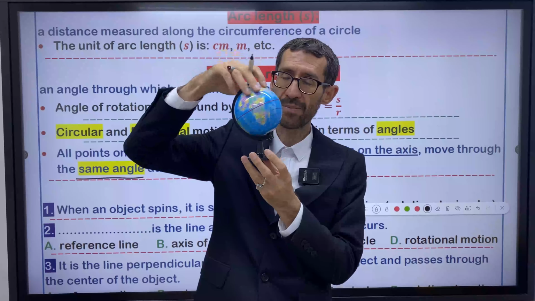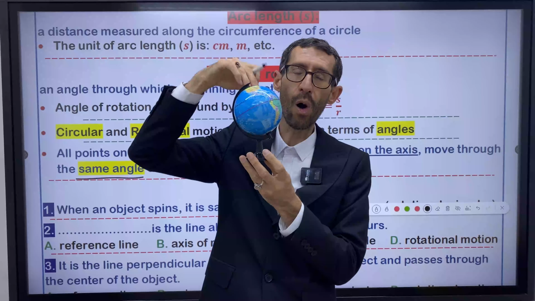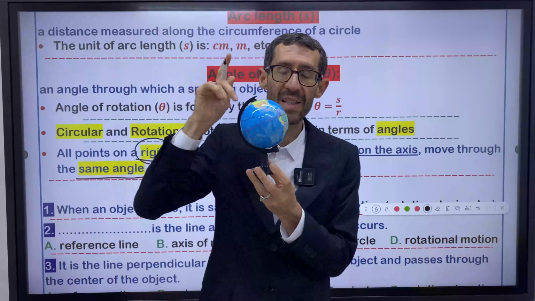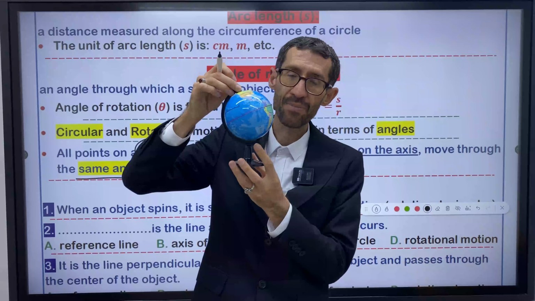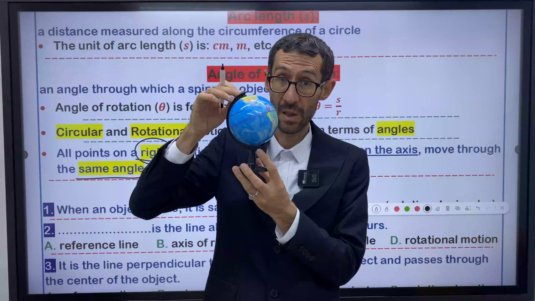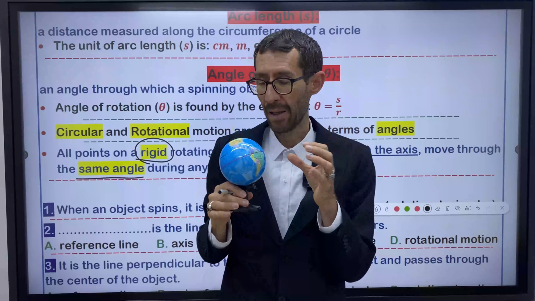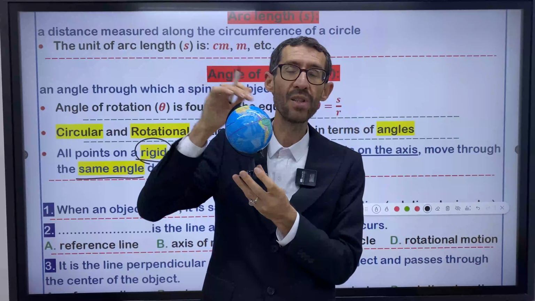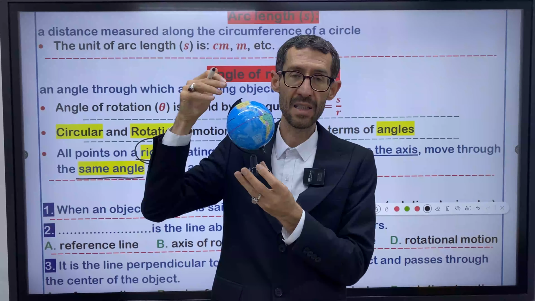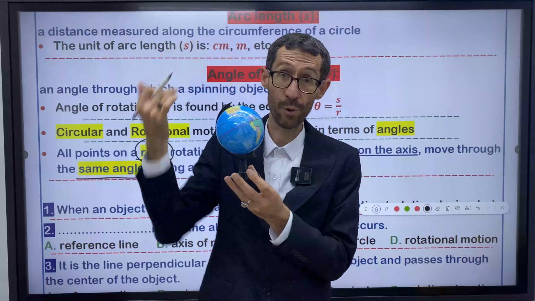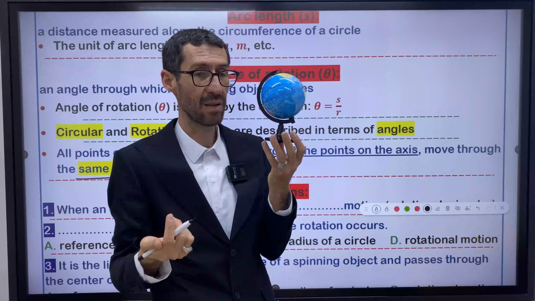For example, we have a rigid body. Whenever you determine any point on the Earth's globe, all of these points move through the same angle, except for what? Except for the points that are located on the axis of rotation, right? So we have an exception here. The exception is the points located along the axis of rotation of the Earth. Other points move through the same angle, right?